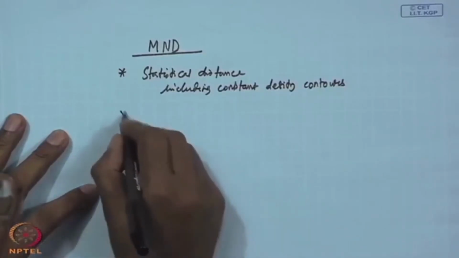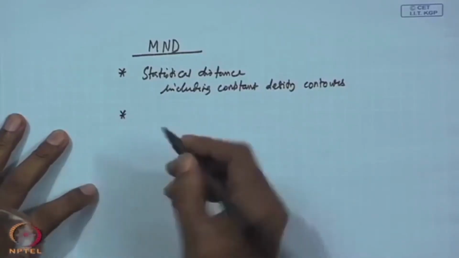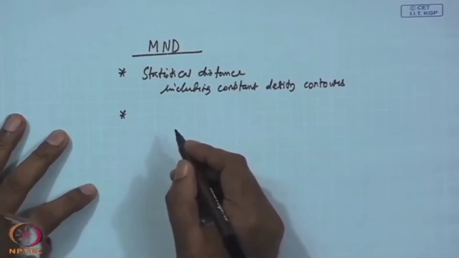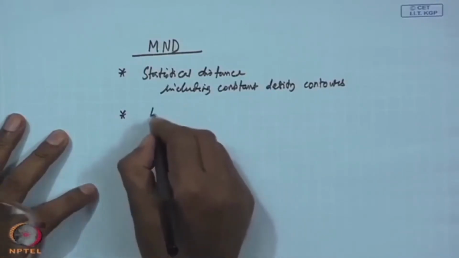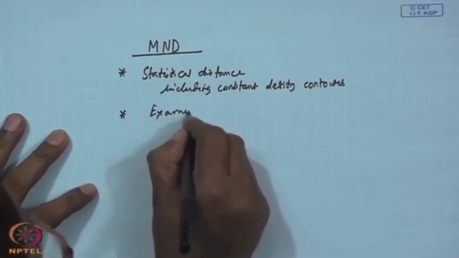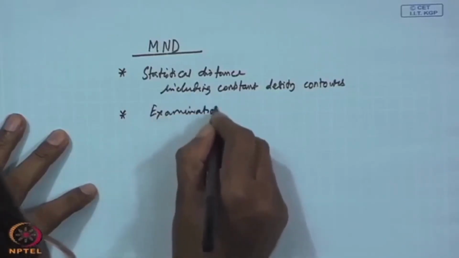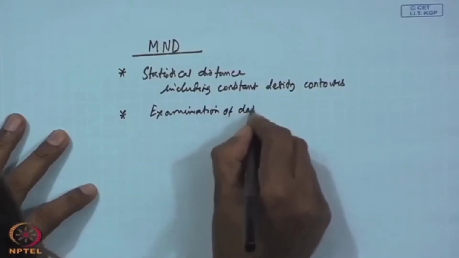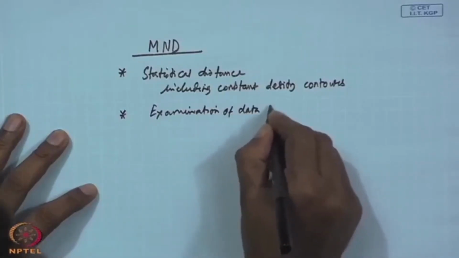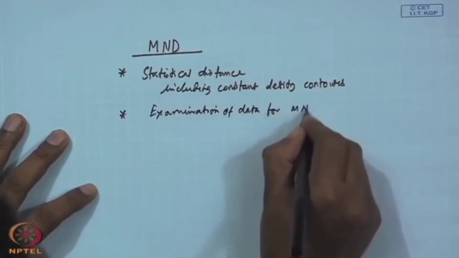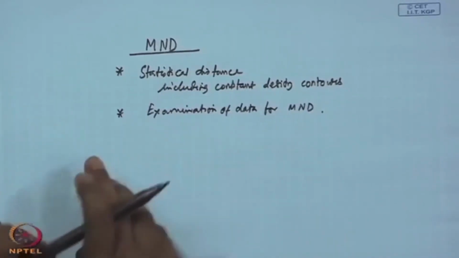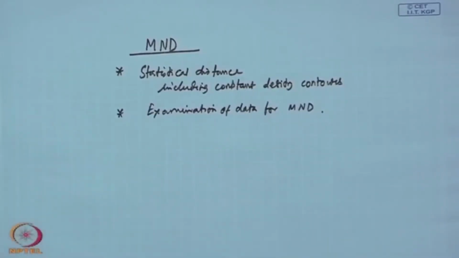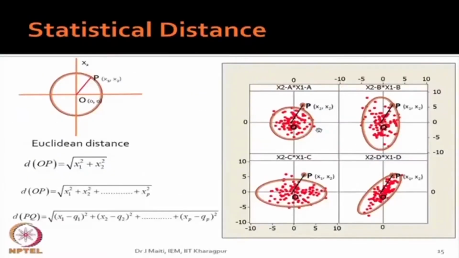And then we will see how to determine that your data is multivariate normal. So, examination of data for multivariate normality. Okay. So, let us see statistical distance first.